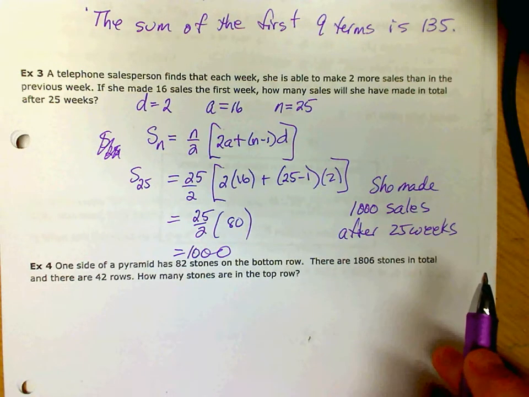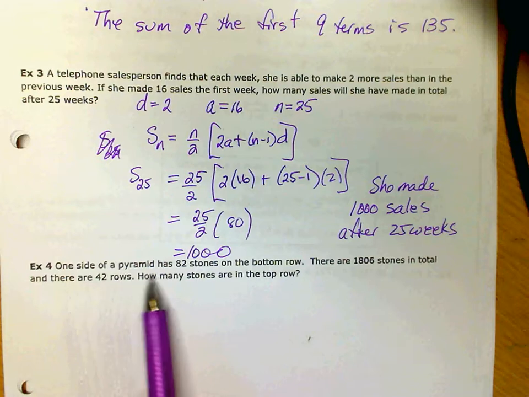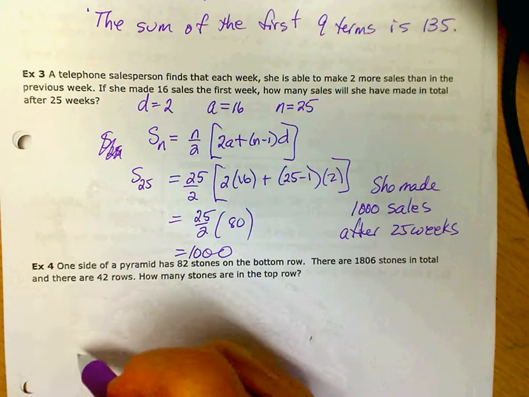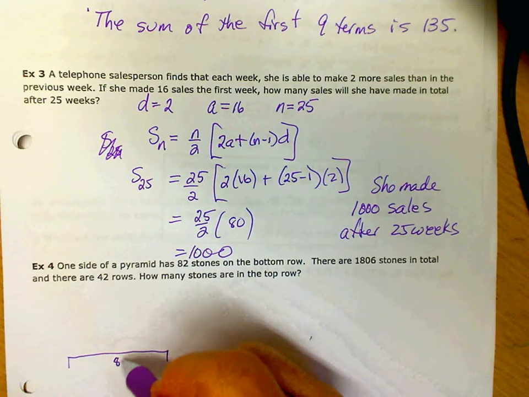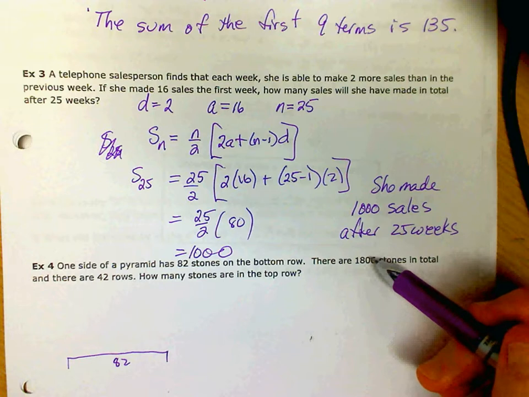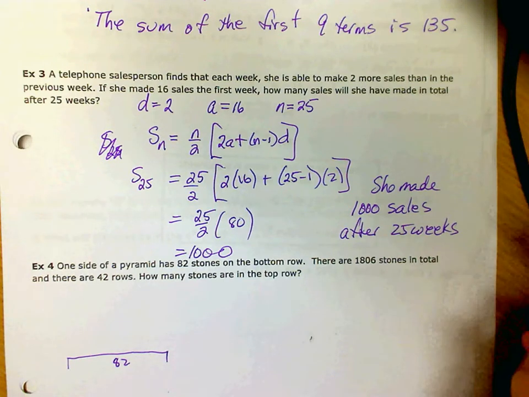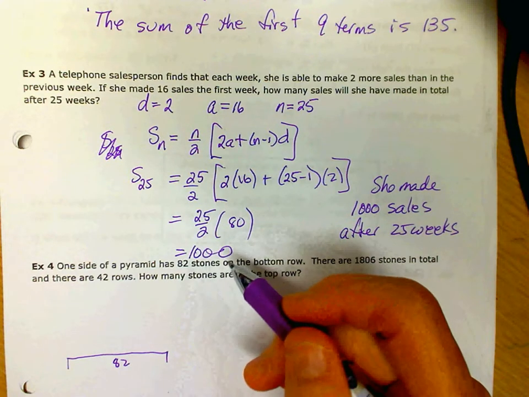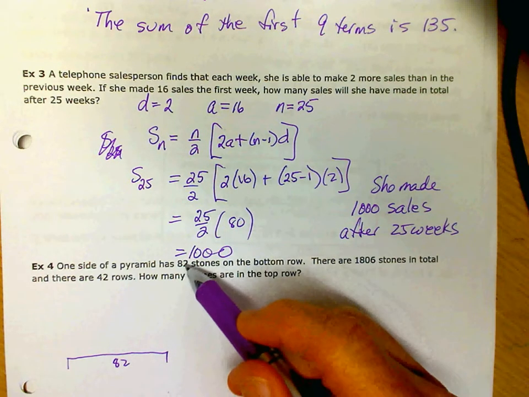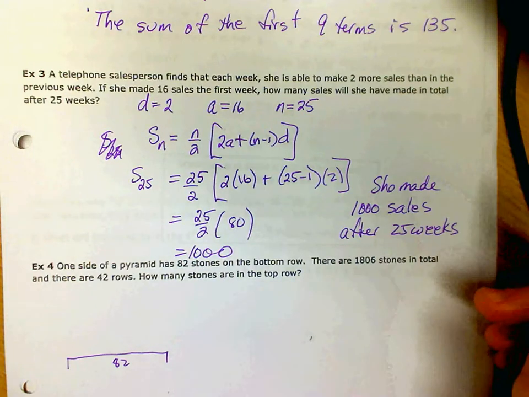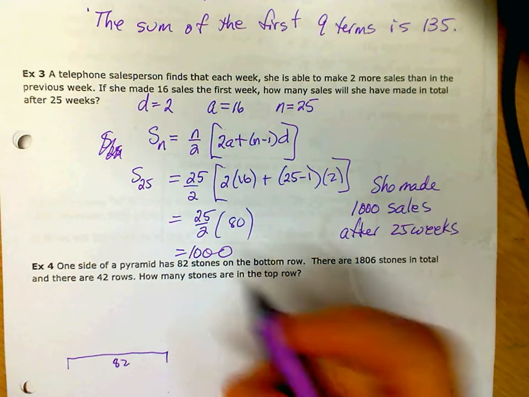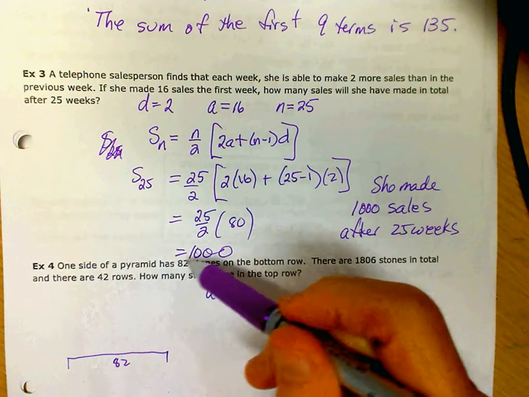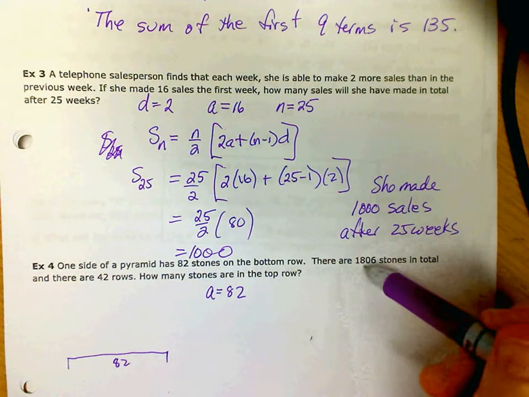One side of a pyramid has 82 stones on the bottom row. In total, there are 1806 stones. Okay, the bottom row is 82. Should we treat that as A or T n? We'll call it A equals 82. One side of the pyramid has 82 stones on the bottom row, and there are 1806 stones in total.